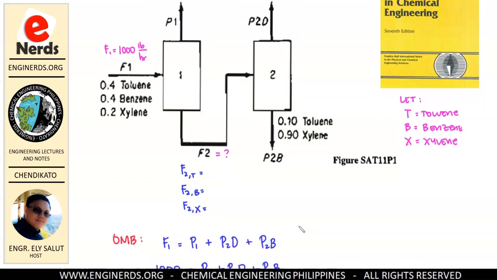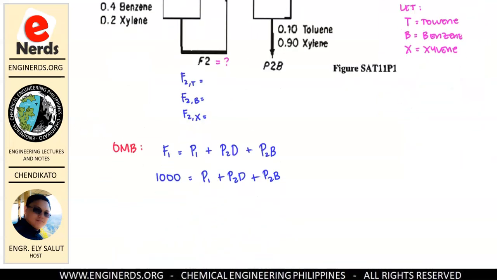So, let us have a xylene balance. Okay? This will be the easiest part. Kaya, kapag gagawa tayo ng mga material balance, we always have to look for the components na madali nating ma-identify. So, let us have xylene balance.